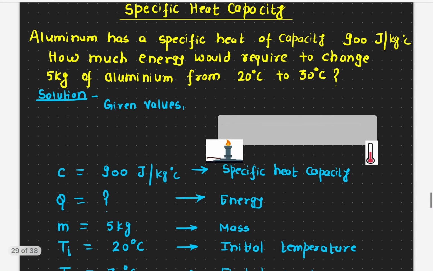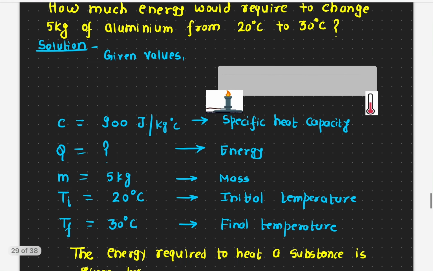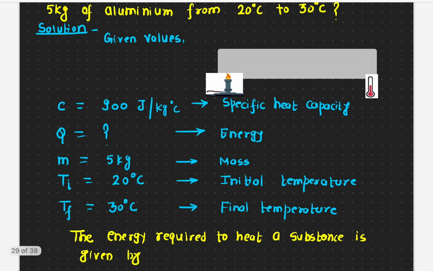The given information is the specific heat capacity, that is 900 joule per kilogram per degree Celsius, and we have to find out how much energy is needed. The mass is given, 5 kilogram. The initial temperature is 20 degrees Celsius, and the final temperature is 30 degrees Celsius, and we have to find out the amount of energy.